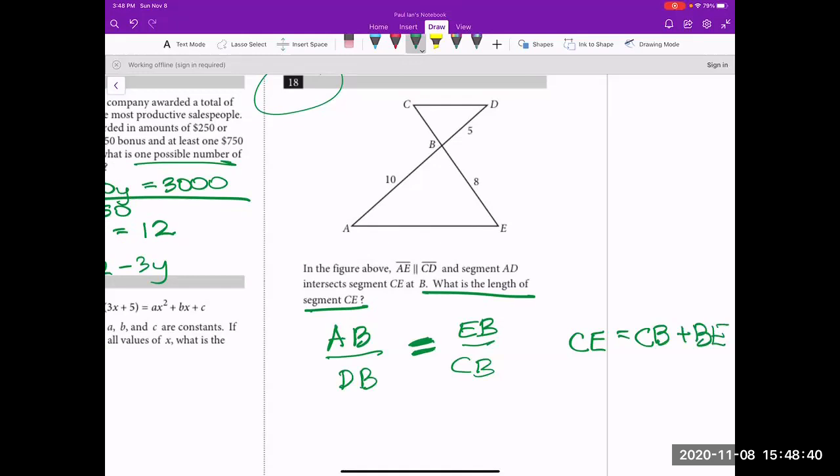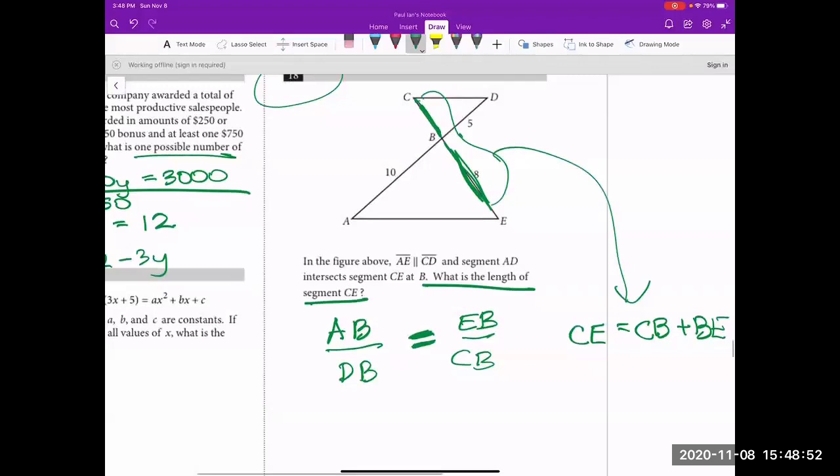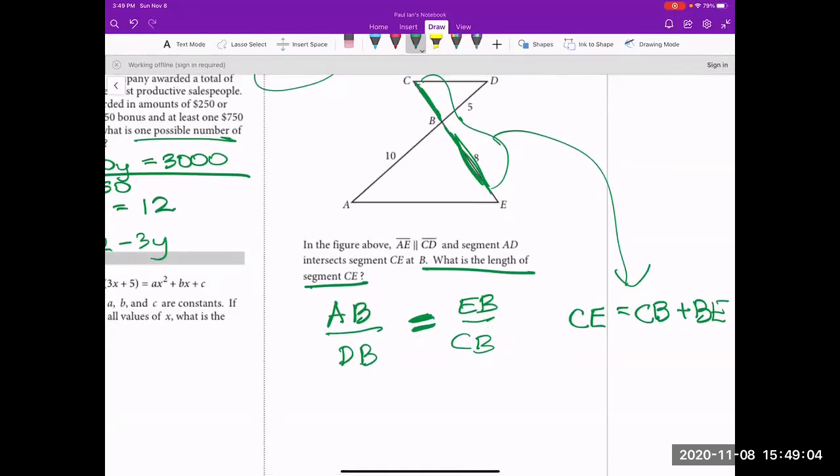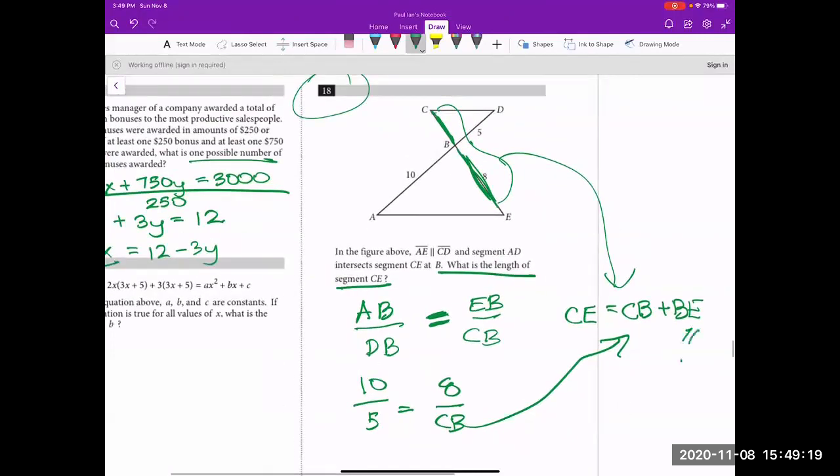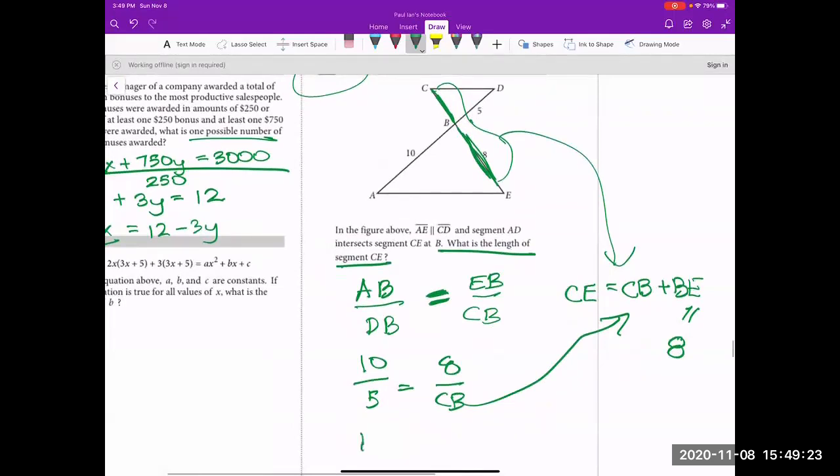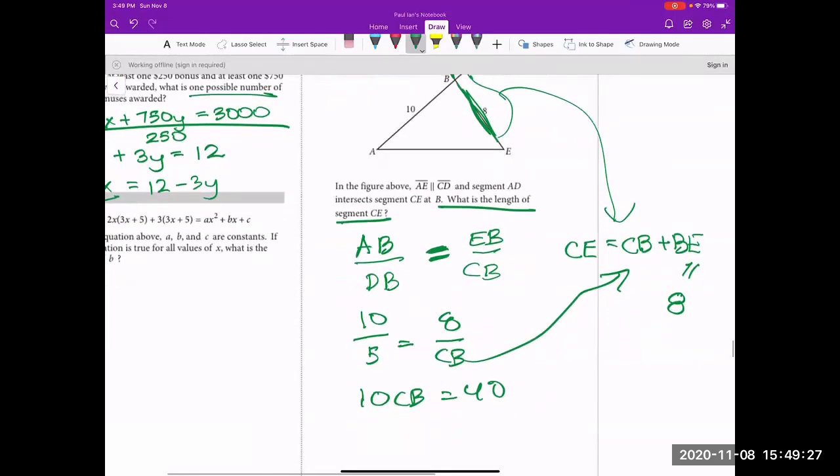Let's see, CE. Yeah, so it'd be this guy plus this guy. It's this whole thing. Is it 7? For CE. Let me see. Let me just do this one first. So AB is 10, divided by DB is 5. EB is 8. CB you don't know, but that's going to go in here. And you know BE, so this is 8, right? So CB is 4. So this is 4. Yeah? Okay.